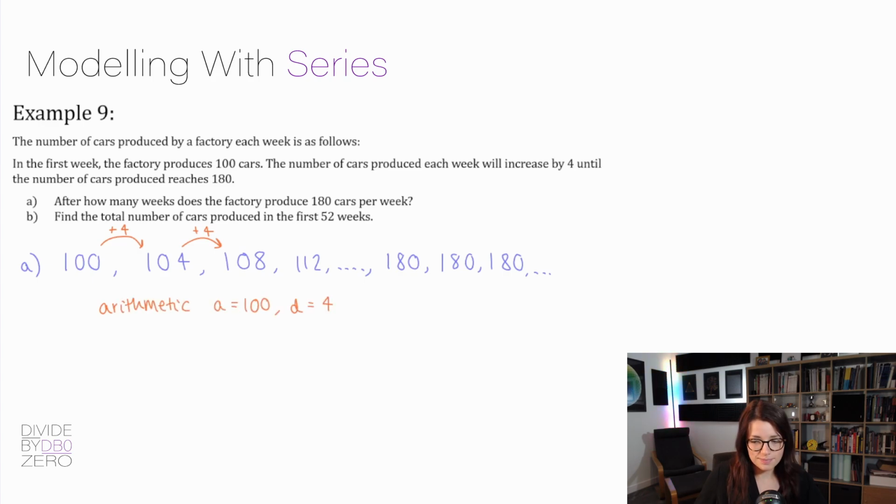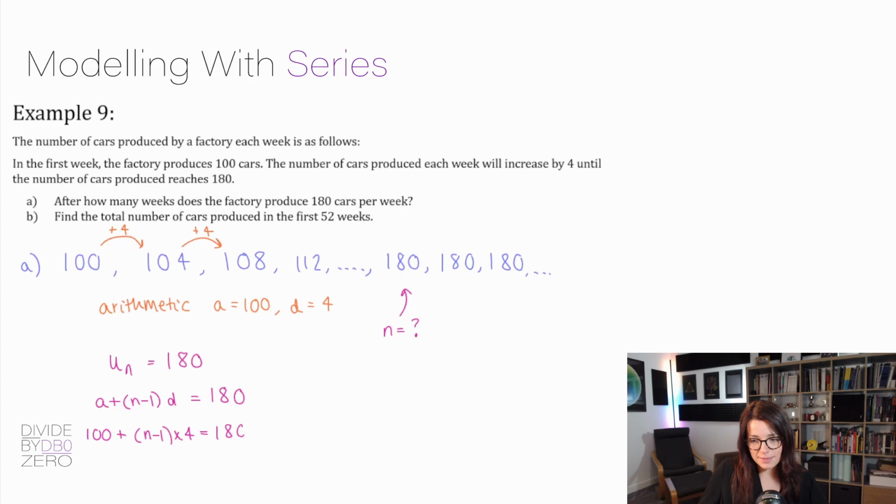A is 100. Part A, we want to know after how many weeks does the factory produce 180 cars? In other words, what does n equal here? So we want to know, when does un equal 180? To do that, we can sub in the un formula, so a plus n minus 1 d, make it equal to 180. Subbing in our values of a and d, 100 plus n minus 1 times 4 is 180. Expanding and simplifying gives n equals 21. So the answer for part A is after 21 weeks. Now we know that that question mark is in fact 21.